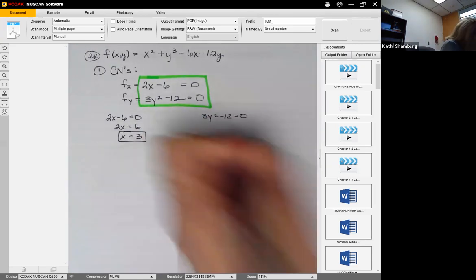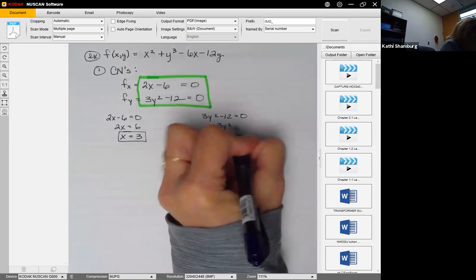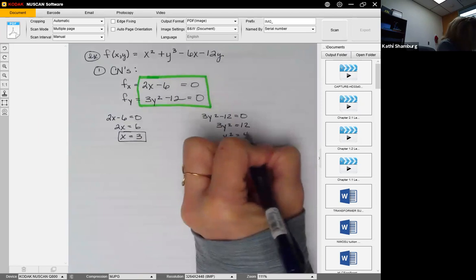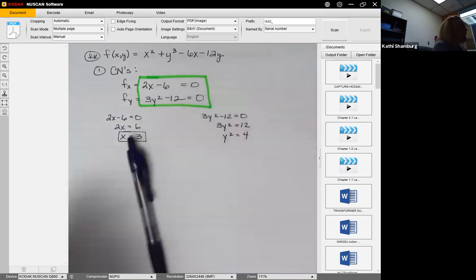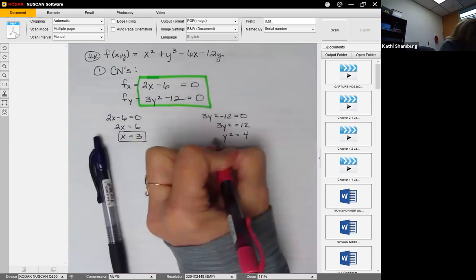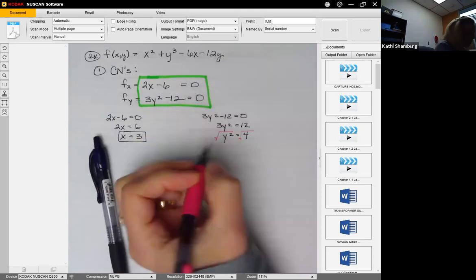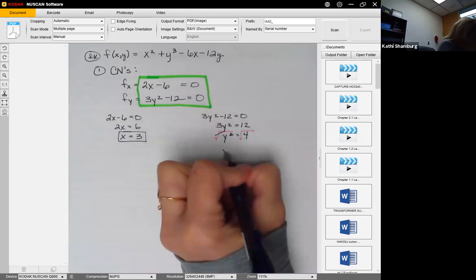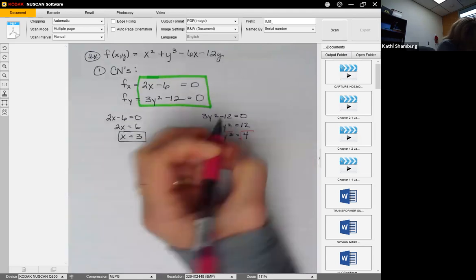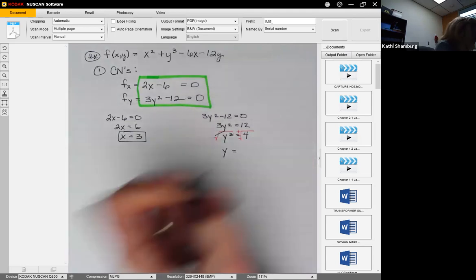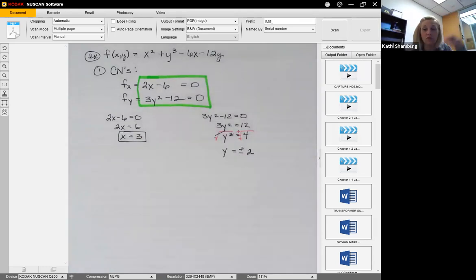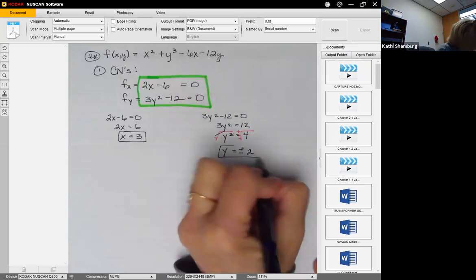So the first thing I'm going to do is add 12. I'm going to divide by 3. Now, to get rid of the squared, you have to think back to algebra. We use the square root property, which means we take the square root of both sides. But here's where you have to be careful. This cancels this and we get y. But over here, you have to consider plus or minus the square root of 4, which is plus or minus 2. The reason is because positive 2 times positive 2 is 4, and negative 2 times negative 2 is 4. So we have two possibilities for y.